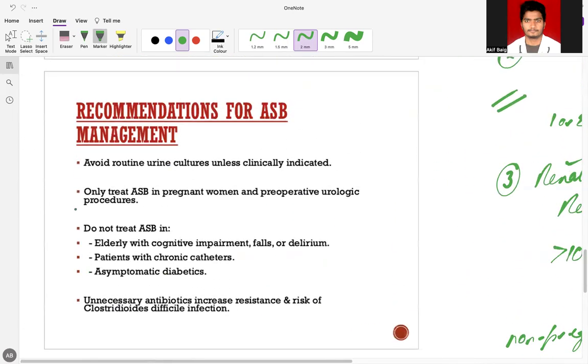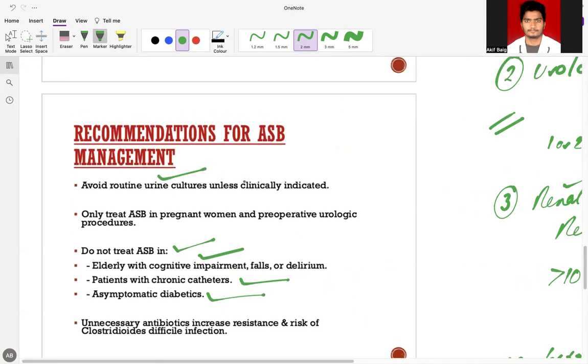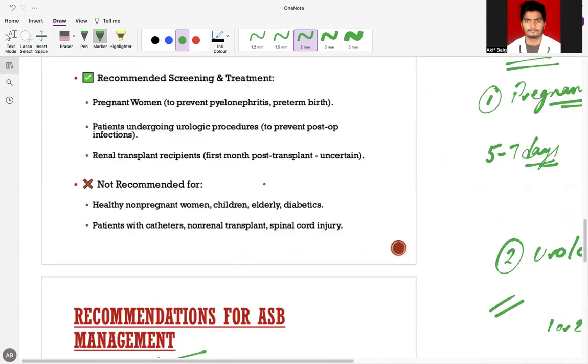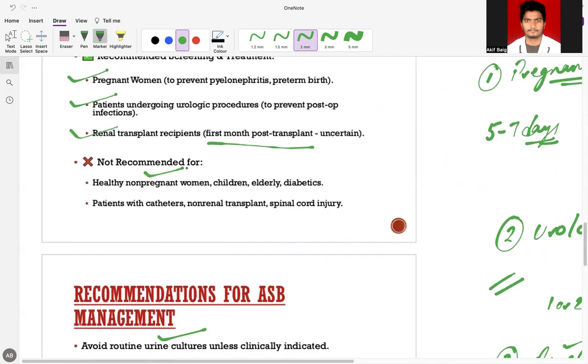So to summarize, do not treat asymptomatic bacteriuria in elderly with cognitive impairment, patients with chronic catheters, or asymptomatic diabetes. Also avoid routine urine cultures unless clinically indicated. The indications, as we have discussed, are pregnant women, patients undergoing urological procedures, and renal transplant patients in the first month post transplant. It is not recommended in healthy non-pregnant women, children, elderly or diabetics, patients with catheter, non-renal transplant, or spinal cord injuries. Thank you.